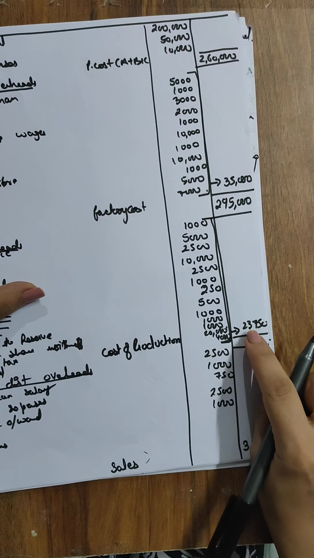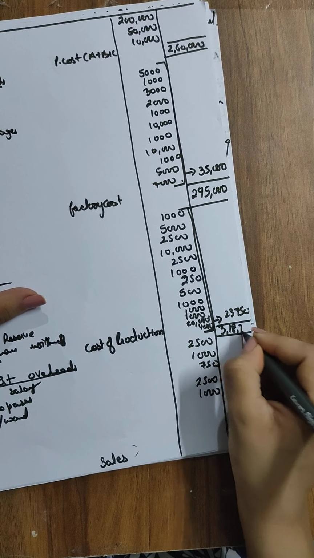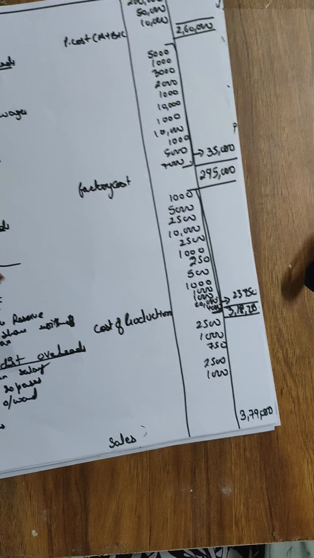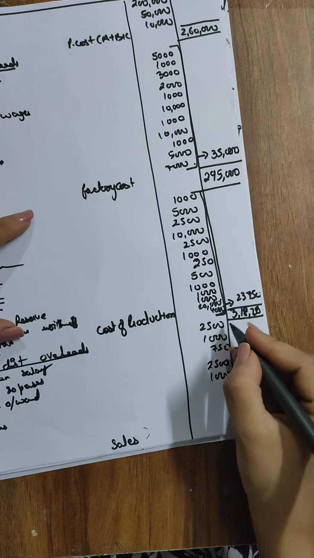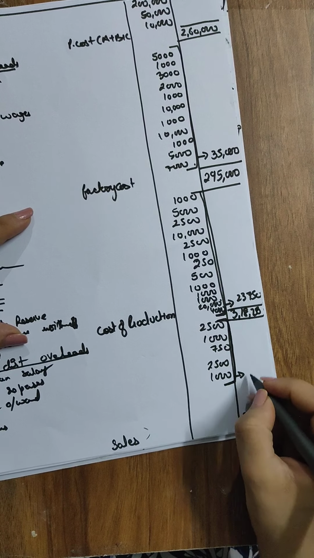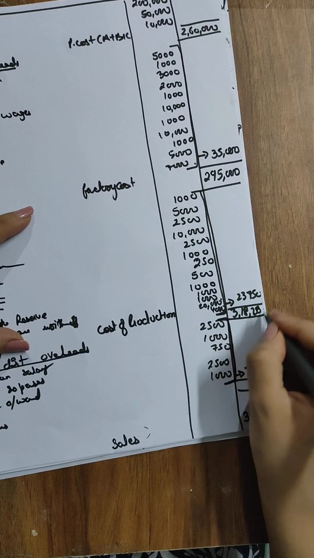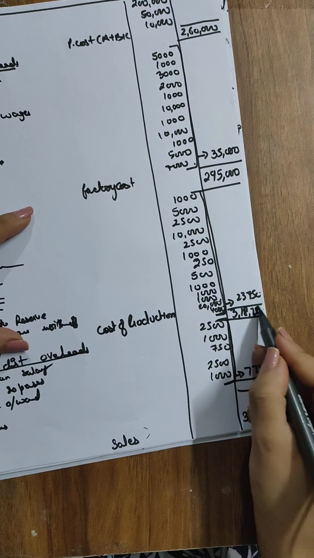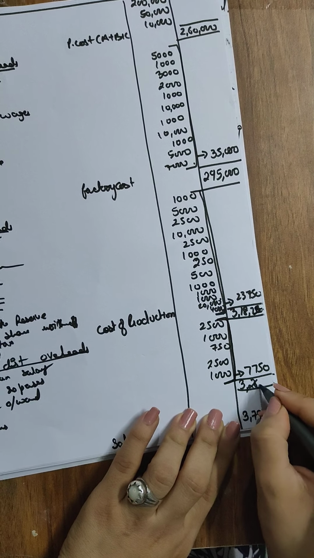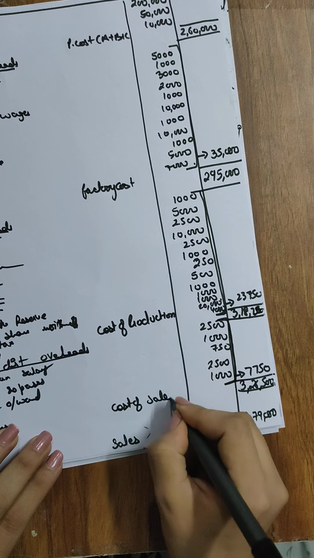So in 2,95,000, when you add 23,750, it will come as 3,18,750. The next thing you have to do is add the selling and distribution cost into it. Whatever selling and distribution cost we have in this form will come over here as 7,750. You will add it to the 3,18,750 that we have as the cost of production. So it will come as 3,26,500.